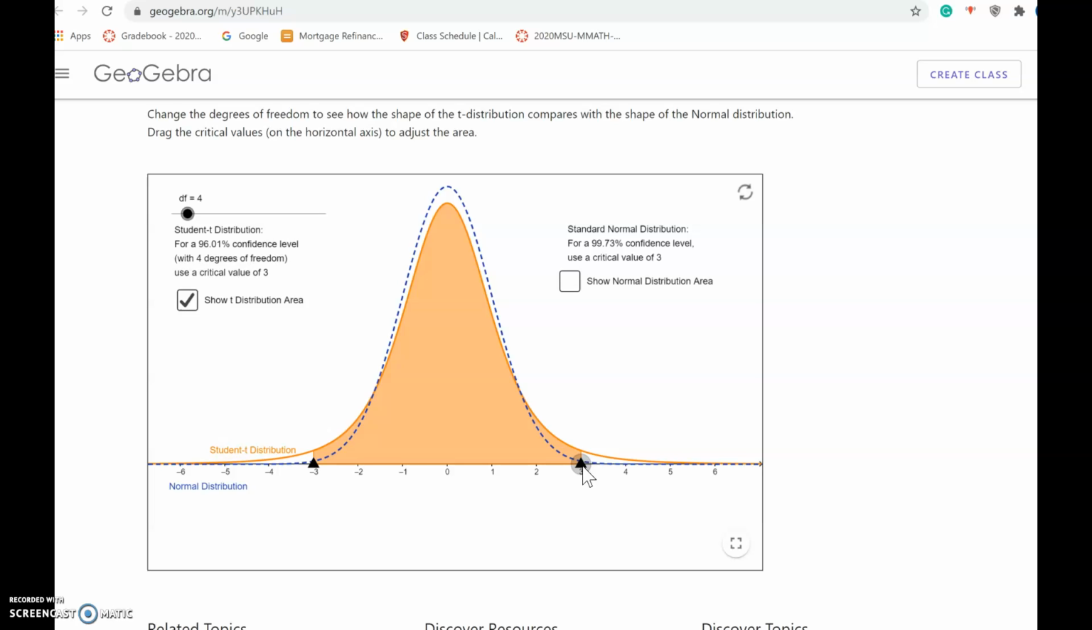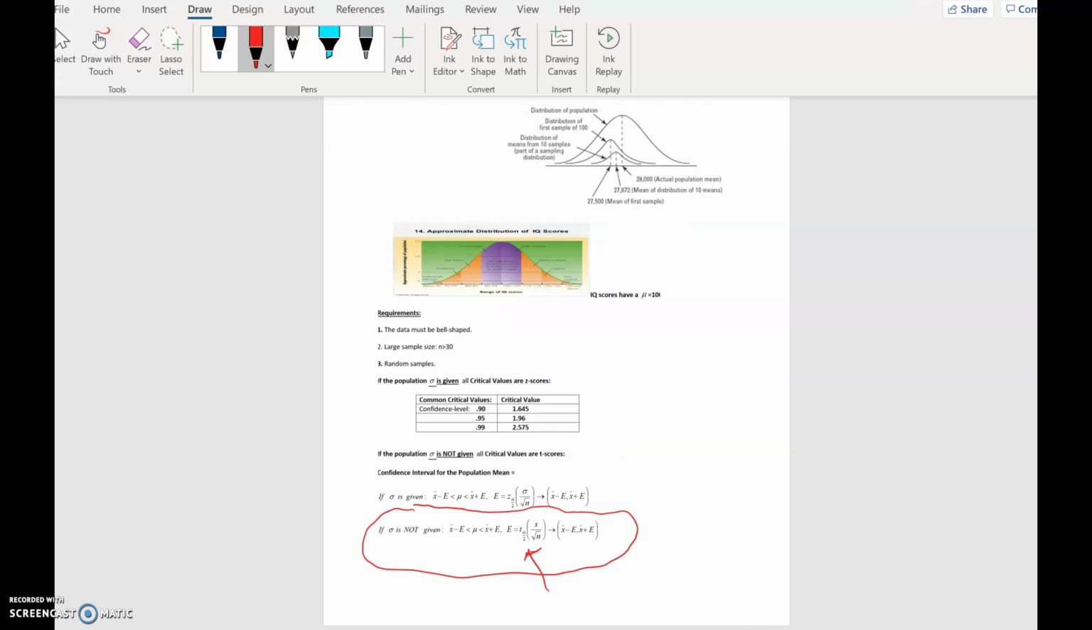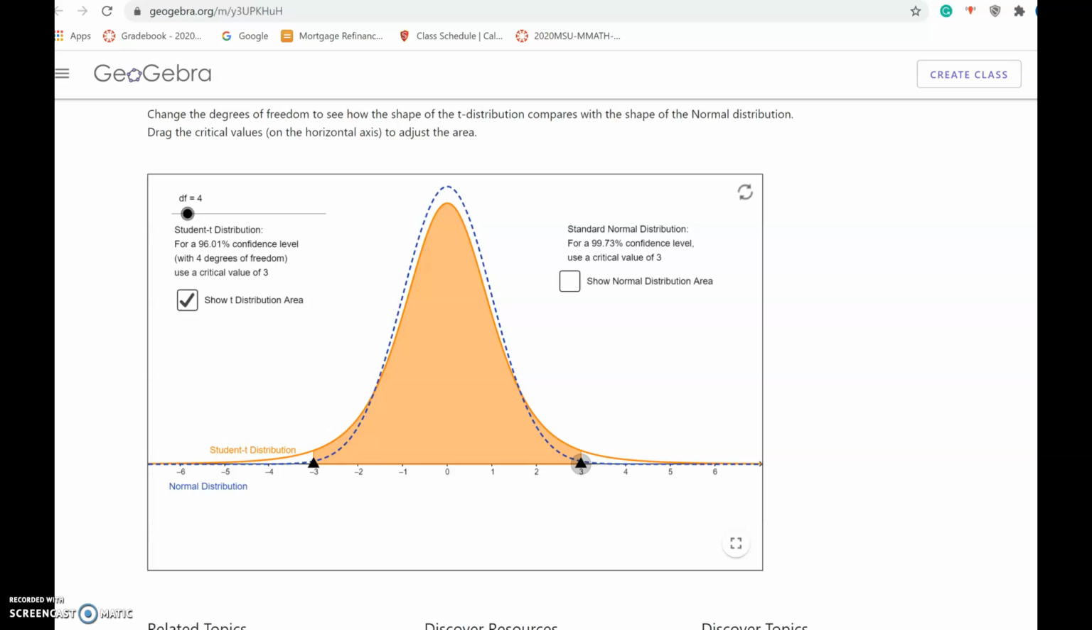t-distribution is very similar to the bell shape of the normal distribution. It's an estimator that we technically use in this formula here. So this t-value, when sigma is not given, is coming from this actual curve. So take a picture and submit your first submission, which is just what you see on the screen.